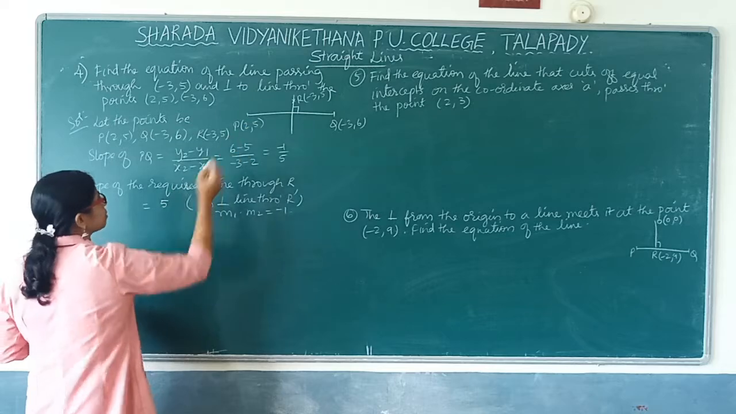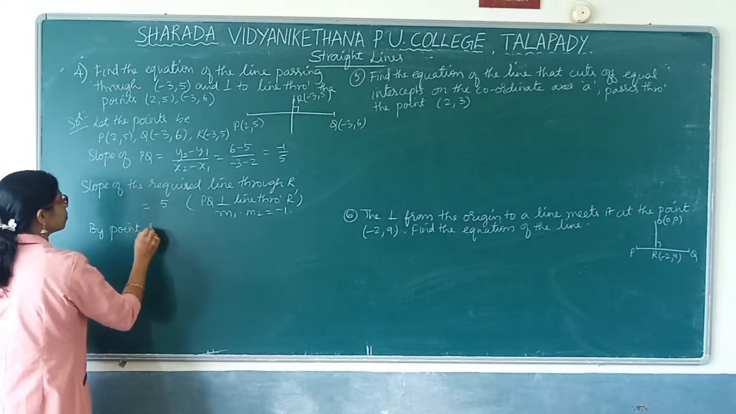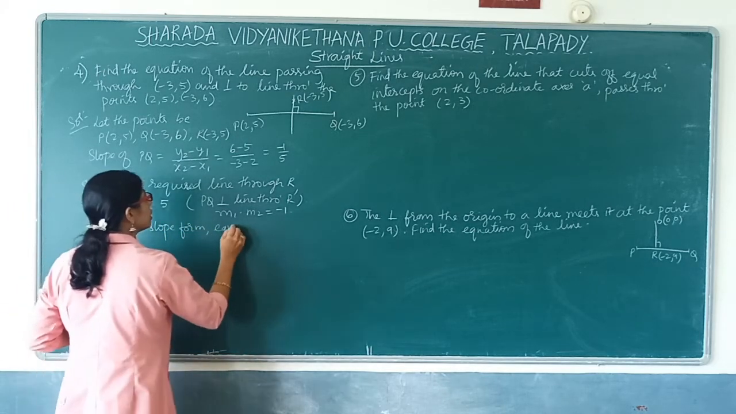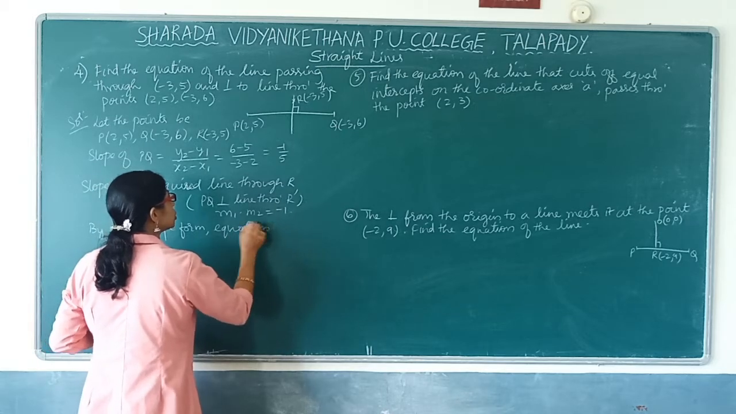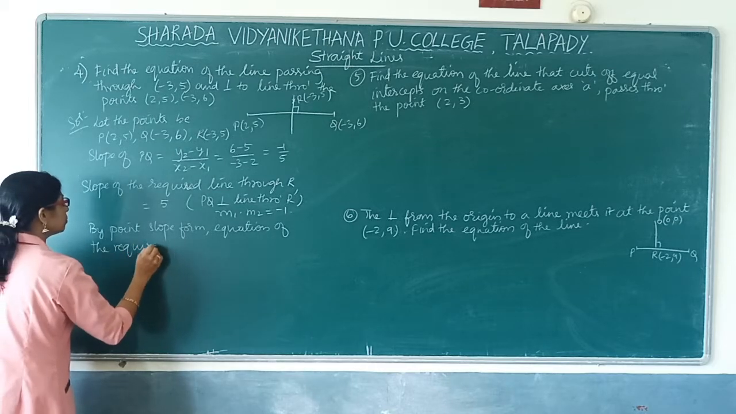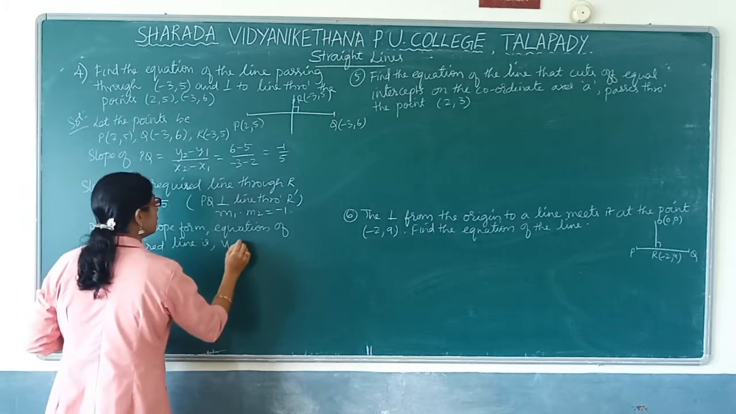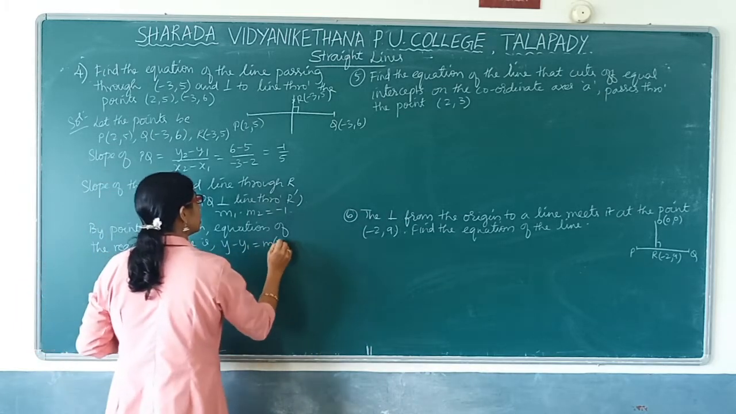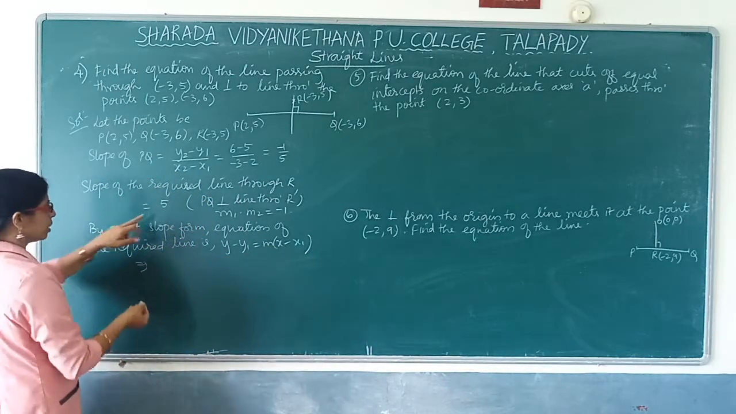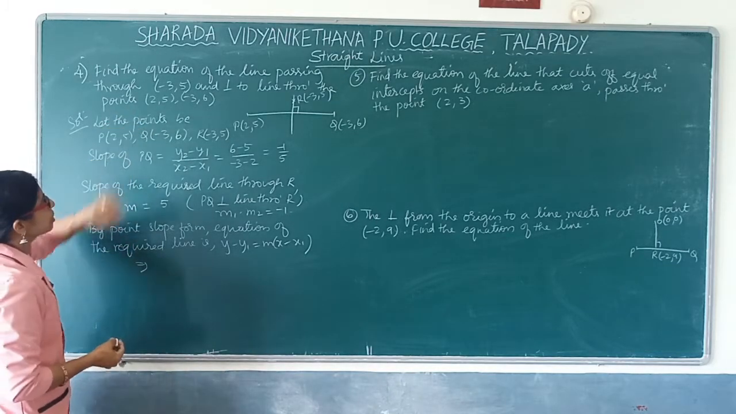One point on the line is given. So which formula can we use? By point slope form, the equation of the required line is y minus y1 is equal to m of x minus x1. So m only you know now. What is m here? m is equal to 5. So the point you know. What is the point? Minus 3 comma 5.